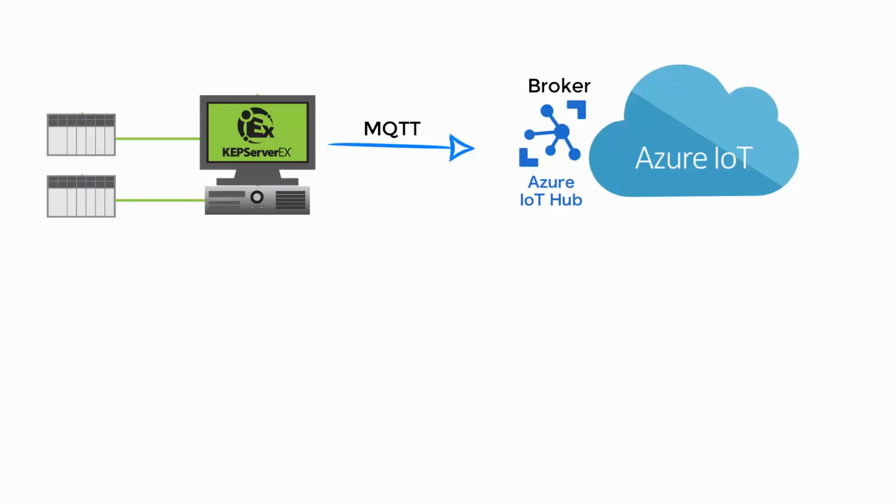In this video, I'm going to show you how to send Kepserver data to Azure IoT platform using MQTT. Okay, so I've got Kepserver running on my Windows PC. Now, instead of connecting to field devices, I'm using simulated data and sending that to Azure IoT platform using MQTT. And my Azure IoT Hub is acting as the MQTT broker.